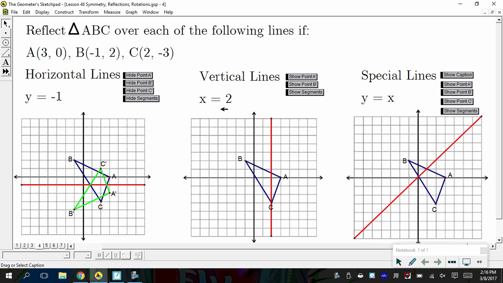Similarly here, if I have x equals 2, I go to where x is 2 and I draw a vertical line. A is 1 unit away from the line, so A prime is going to be 1 unit away on the other side. B is 3 units away from this line, so on the other side B prime is going to be 3 units away. And C is right on the line of reflection, so C prime is exactly the same point. So I can connect those three, and there's my reflected triangle.